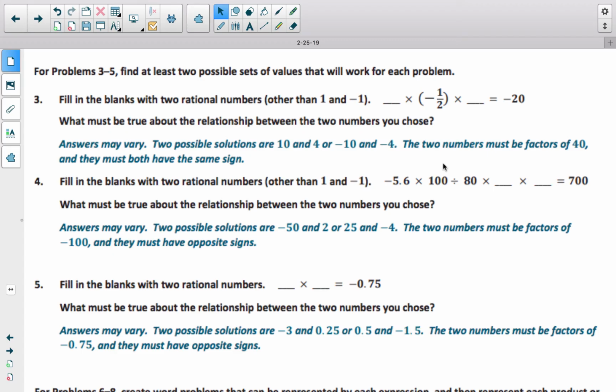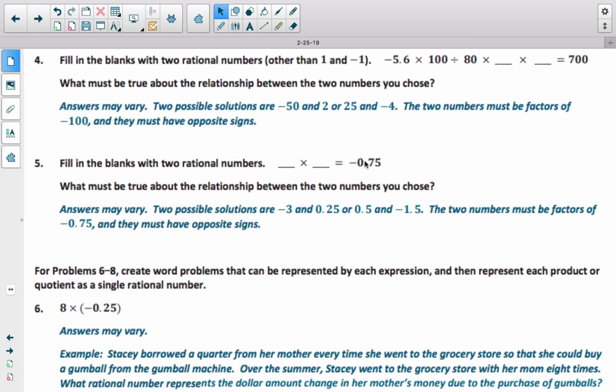8 and 5, and then negative 8 and negative 5, would work as well. But the 2 numbers you put in the blanks for 3 should multiply to get 40, and they should be the same sign. For number 4, once again, your answer may be different. Negative 50 and 2 or 25 and negative 4 are possibilities. But the 2 numbers you have must be factors of negative 100, and they must be different signs.